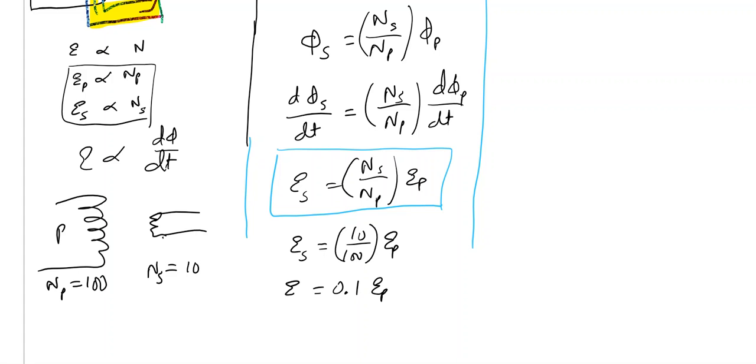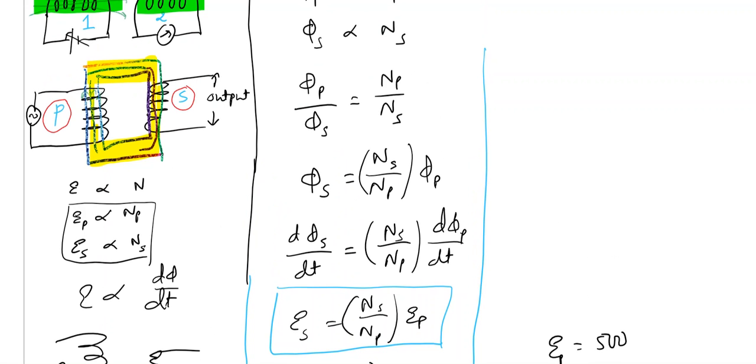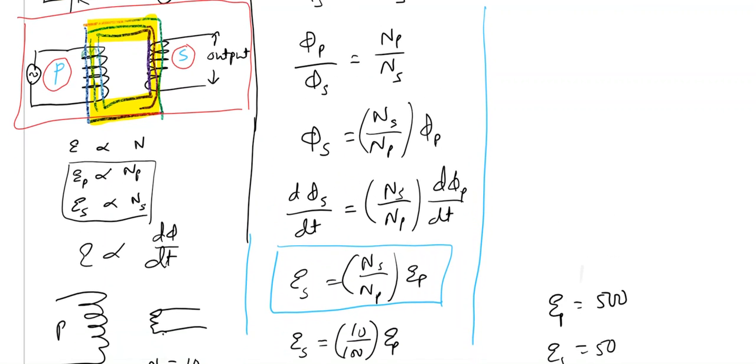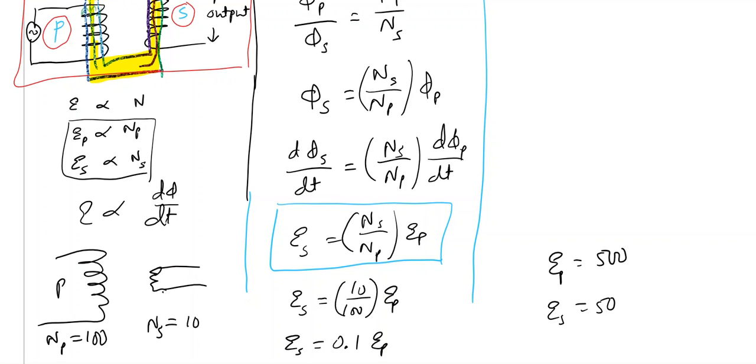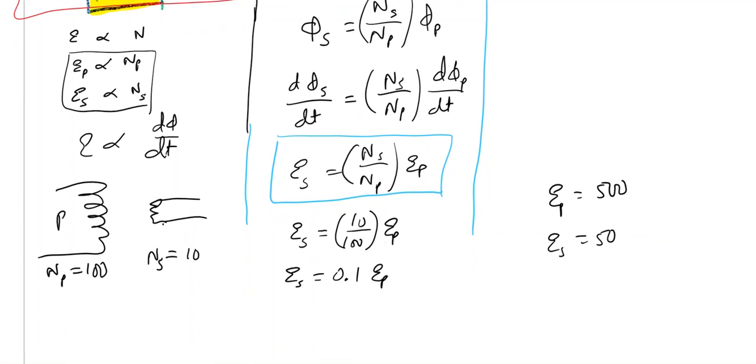It means that whatever voltage I apply in the primary coil, in the secondary I will get 10 times less. So if the voltage in the primary coil is say 500, the voltage in the secondary coil will be 50 only. It means that you can use this device, this arrangement, to increase or decrease voltage. And if you are decreasing voltage, it is called a step down transformer. And it can be the other way also.